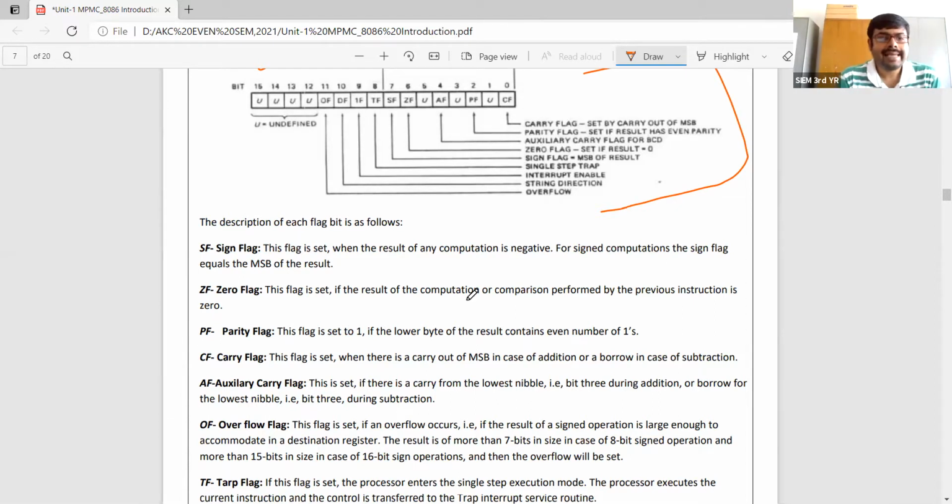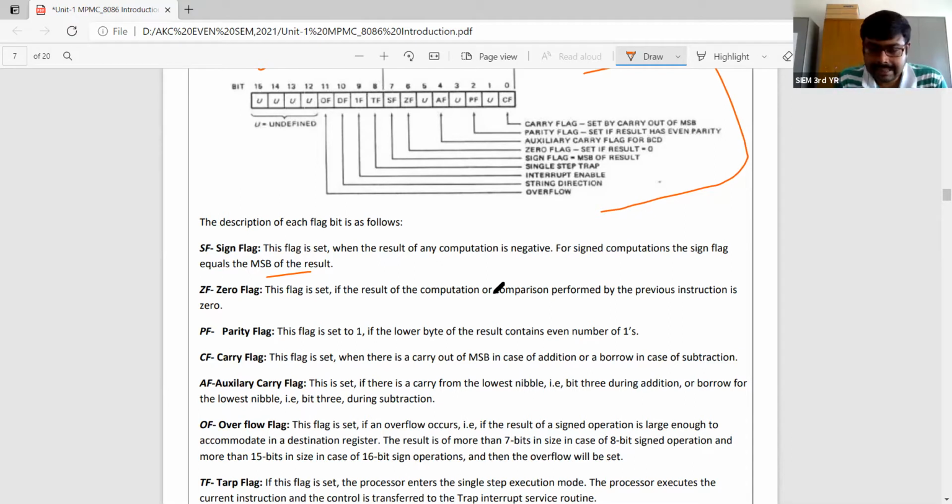First one is the SF. SF means the sign flag. In case of 8085 also, we have seen the SF. This flag is set when the result of any computation is negative. That is very crucial. When the computational result is negative, this flag will be set. For signed computation, the sign flag equals the MSB of the result. That is a very important part.